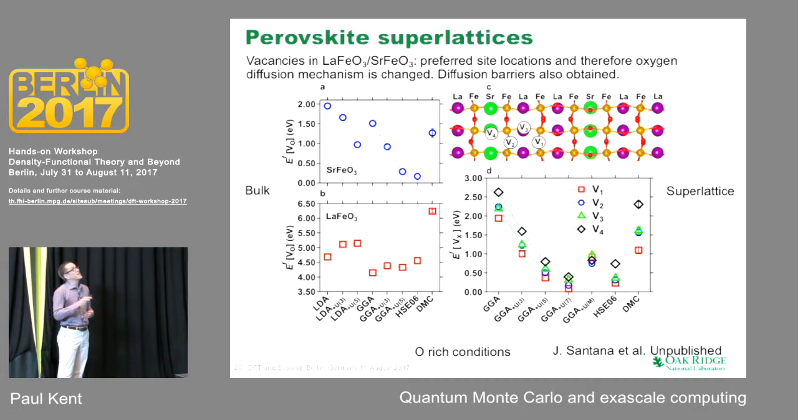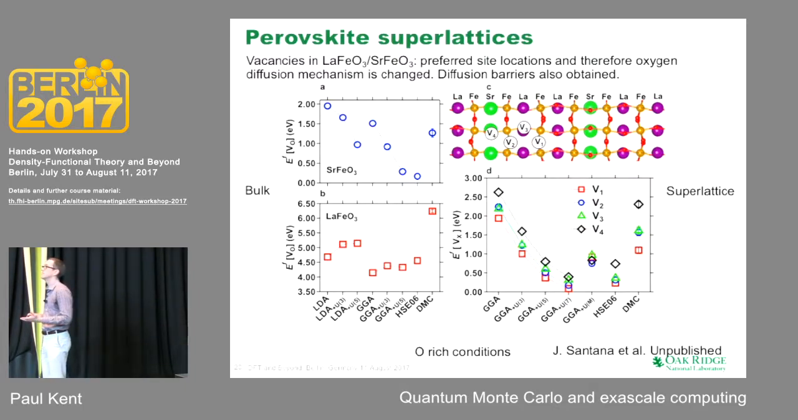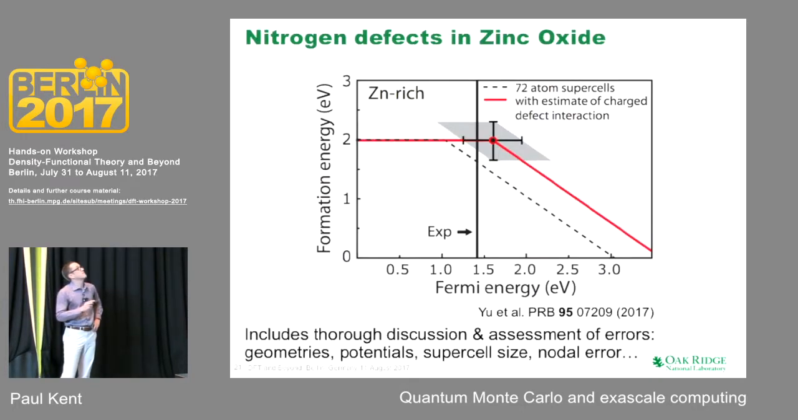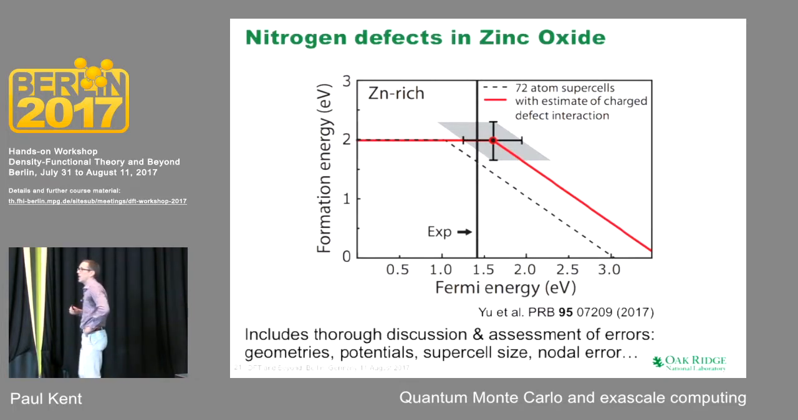Now, of course, we would really like to have experimental values for the formation energies of these defects to validate it against, but they're not available. There are other materials, though, where these are very well studied. So this is looking at the nitrogen defect in zinc oxide. This is a very useful paper from the group of Elif Ertekin at the University of Illinois. And it's very useful, in addition to just the intrinsic interest in zinc oxide, because they do a very thorough discussion and assessment of all the different errors in these calculations.